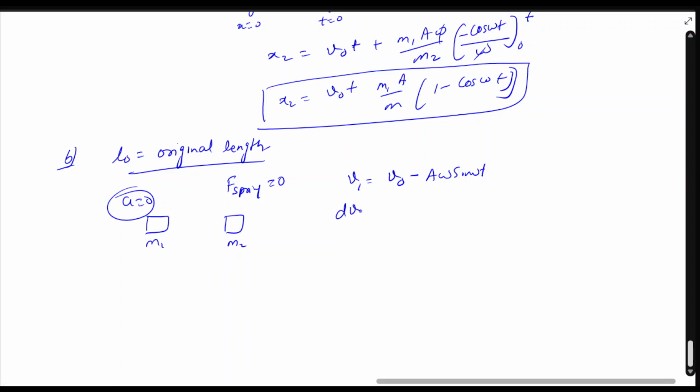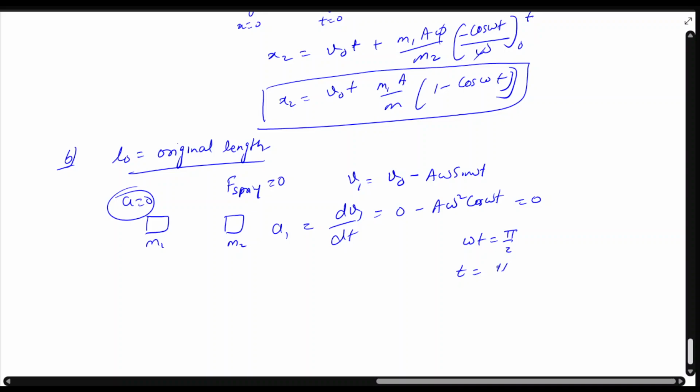Let's just differentiate it with respect to time. So we'll get acceleration of 1. So this will be 0 minus a omega square cos omega t. And let us make it 0, right? So what do we get? cos omega t will be 0 when omega t is pi by 2. So the time we get is pi by 2 omega. So at this time the acceleration will be 0.